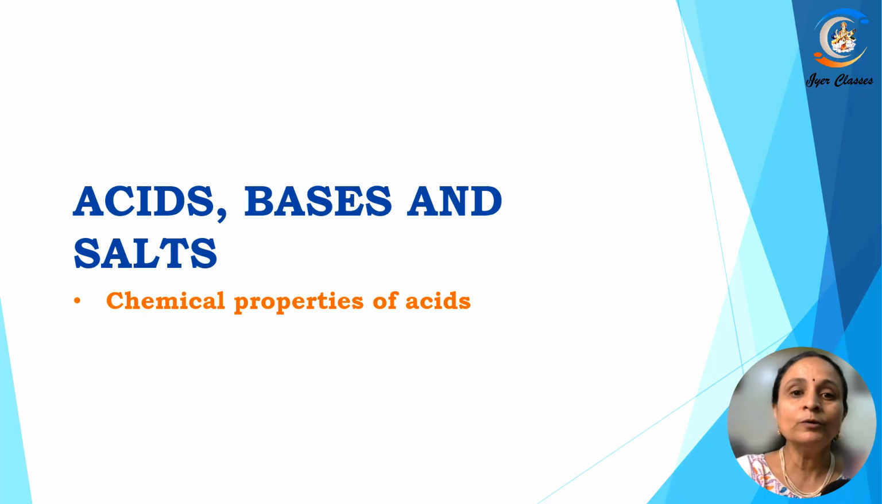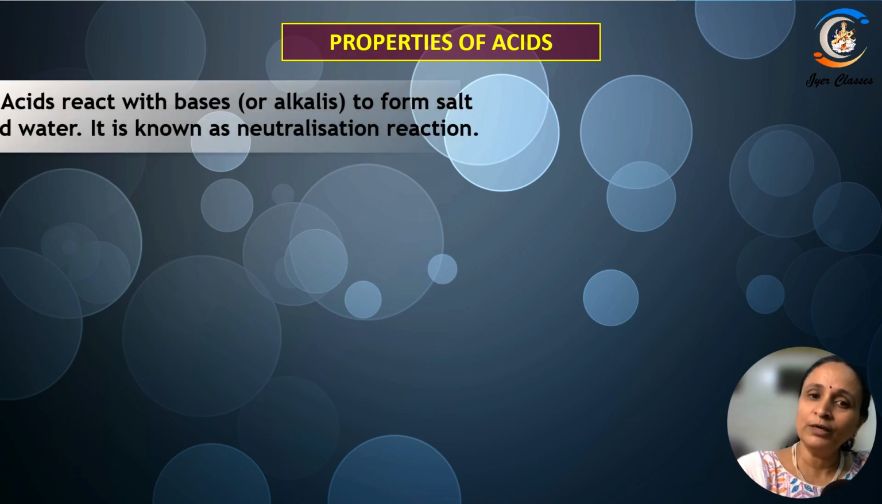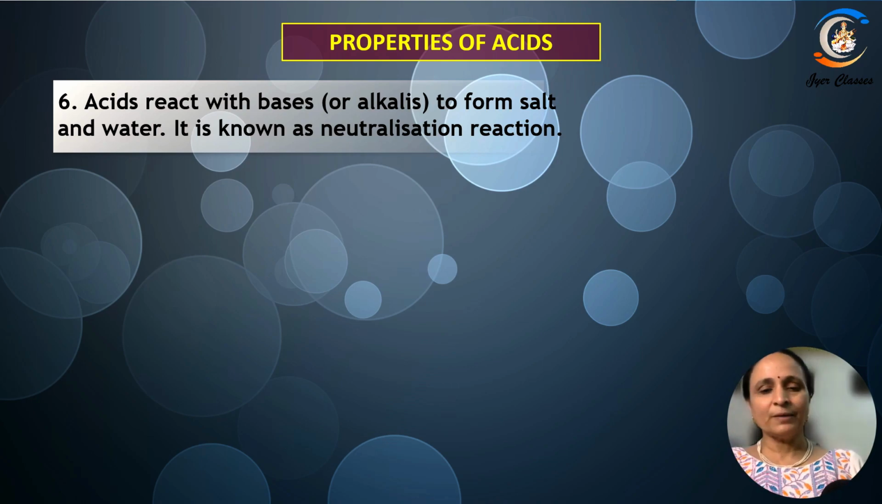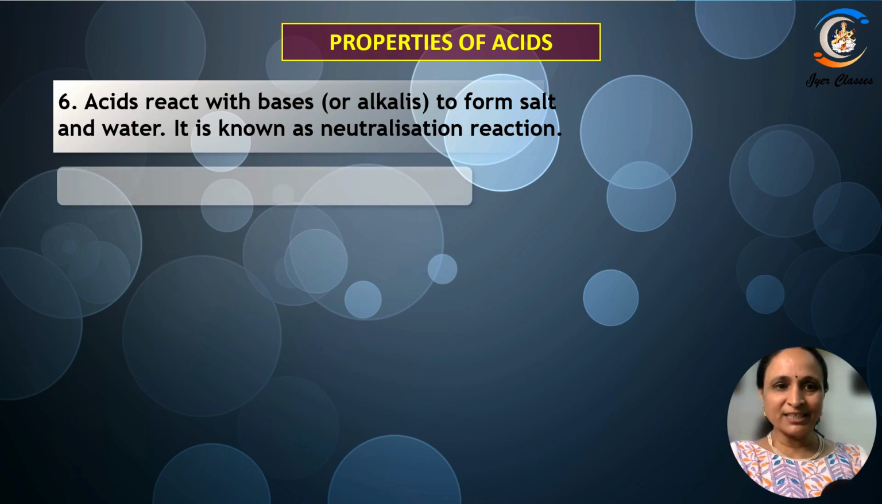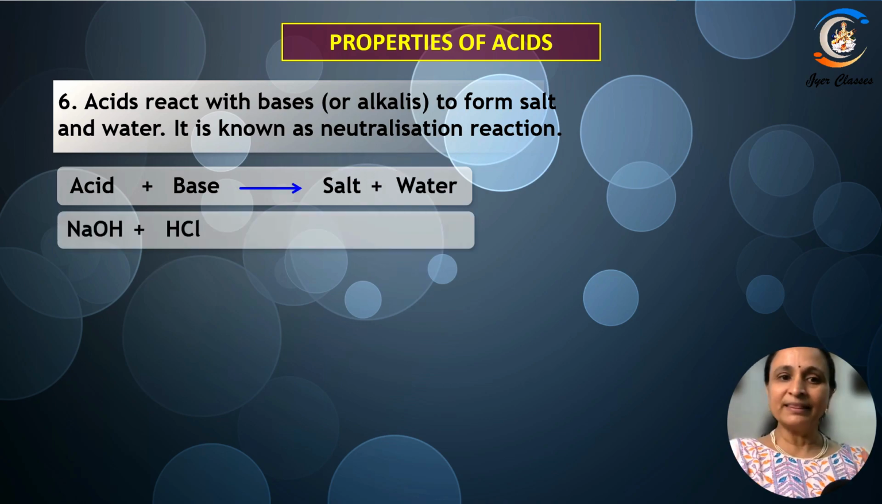Right? Now the properties of acid. Here we are going to discuss the neutralization reaction. So what is this neutralization reaction? Acid reacts with base or alkalis to form salt and water. So here the acidic property is finished, the basic property is also finished. You get a neutral salt and water. So this kind of reaction is called the neutralization reaction. Acid plus base gives salt plus water. Right? This is what you get.